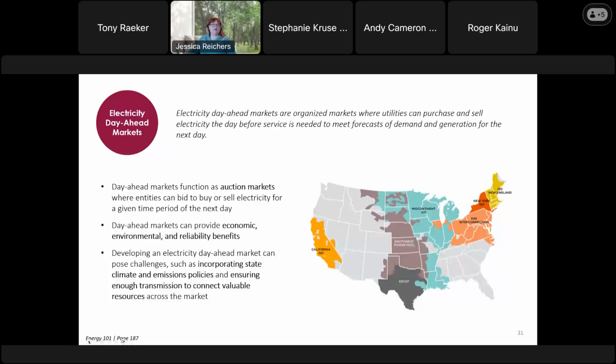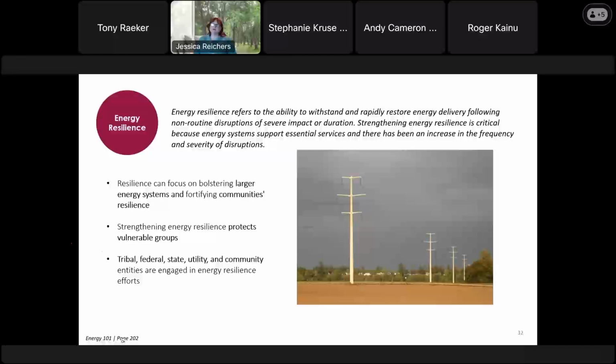But before I do that, I'm going to talk a little bit about energy resilience. Great. Resilience refers to the ability to withstand and rapidly restore energy delivery following non-routine disruptions of severe impact or duration. Energy systems, as you know, are the backbone of essential services like emergency response and medical care, heating and cooling, and transportation. So many governments, communities, and energy providers are very interested in options to improve their energy resilience. The need to bolster energy resilience has become more evident in recent years with an increase in the frequency and severity of threats and disruptions to energy systems.